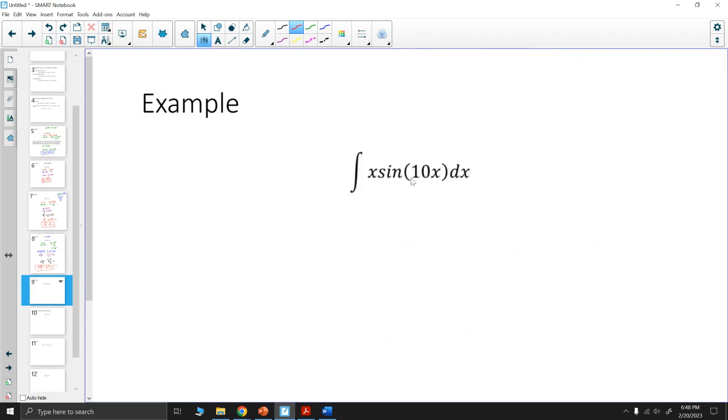All right, x sine 10x. Okay, so again, same thing as before. Sine is not going to simplify, x will. So u is x, du is dx. So our dv, terrible dv, but whatever, is sine of 10x dx.